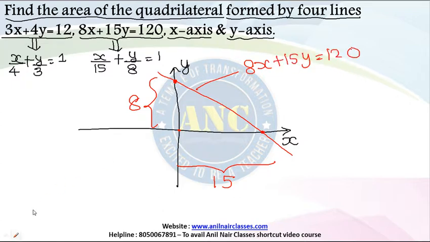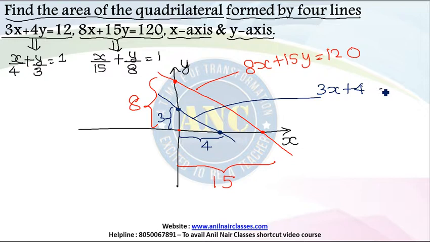There is another line which they are giving in this particular problem. The second line which they are mentioning is x by 4 plus y by 3 is equal to 1. That means there is another line. Can I say that this is the second line, x by 4. This distance is nothing but 4. Y by 3. This distance is nothing but 3. So this is my second line, which is 3x plus 4y is equal to 12. Now the third line is nothing but the x-axis.